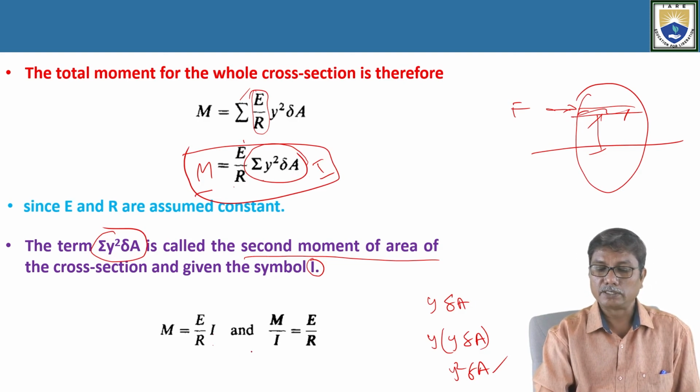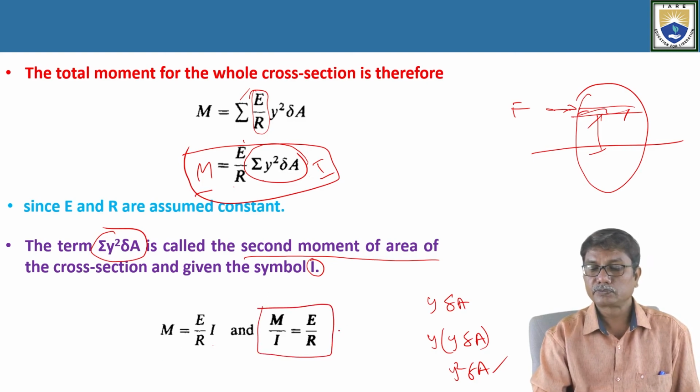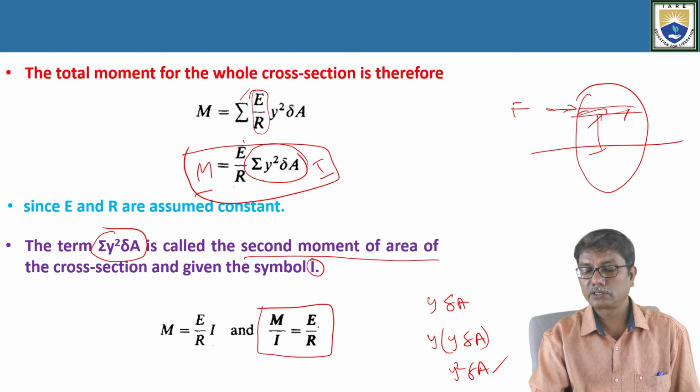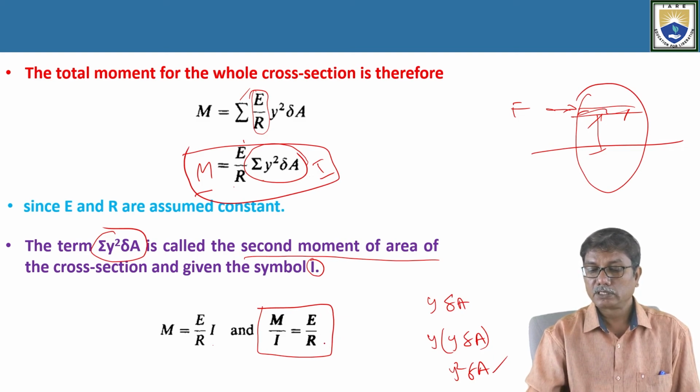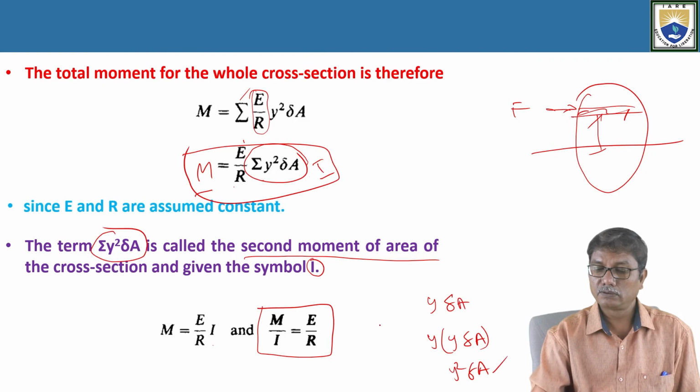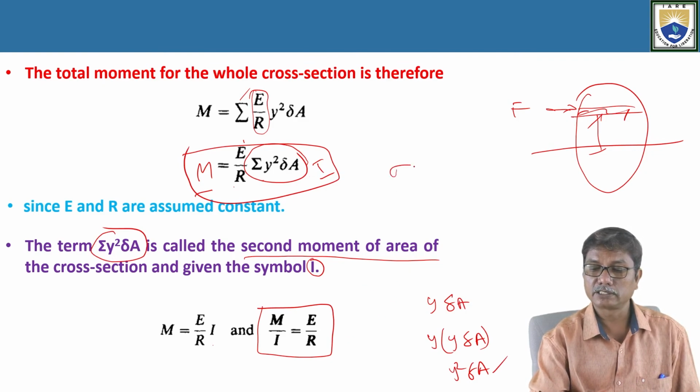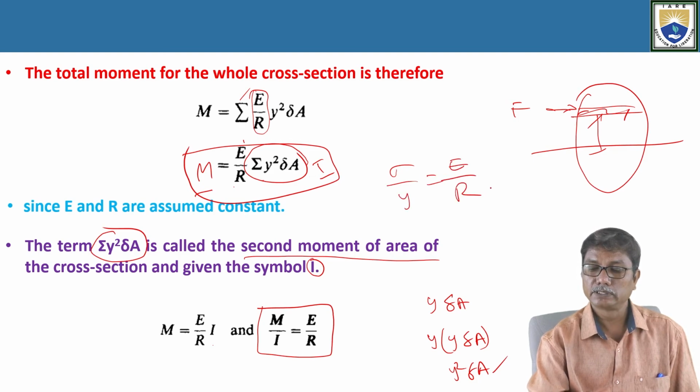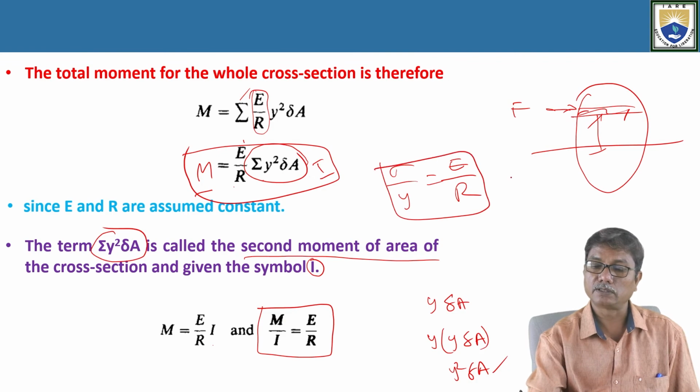E by R into I. So by rearranging this, you will get another relation. M by I is equal to E by R. And already we have one relation we derived: sigma by y is equal to E by R. This is equation 1 and this is equation 2.